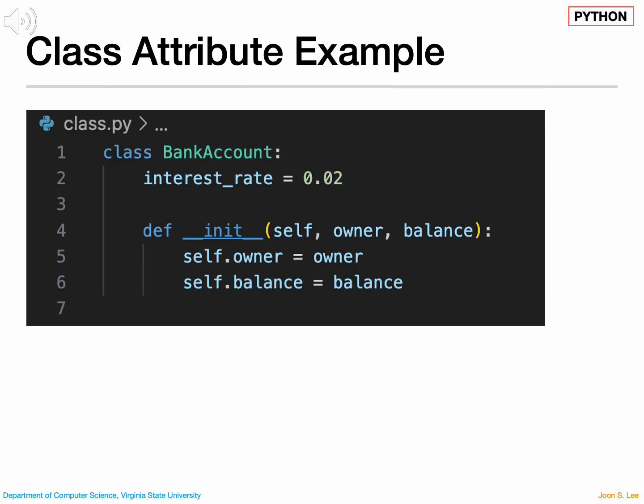Next, in the constructor, we define owner and balance using self. These are instance attributes. Each account has its own owner and balance. So if we create two bank accounts, they may have different owners and balances, but they will both use the same interest rate. This makes sense conceptually. The interest rate is a property of the bank, not of an individual account. If the bank changes the interest rate, that change should apply to all accounts.